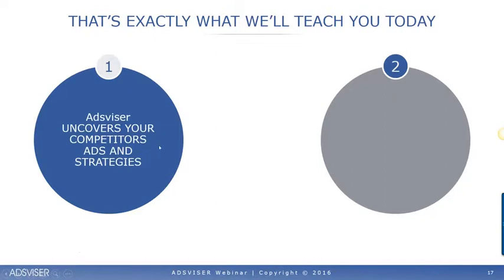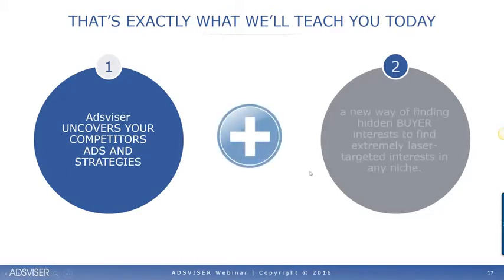So what we're going to do is go into Adsviser and uncover your competitors' ads, okay? As they say, if you want to succeed online quicker, you find someone who's done it and you copy, or let's call it borrow, quote unquote, and optimize from there. Plus, we're going to show you a new way of finding hidden buyer interests to find extremely laser-targeted interests in any niche.